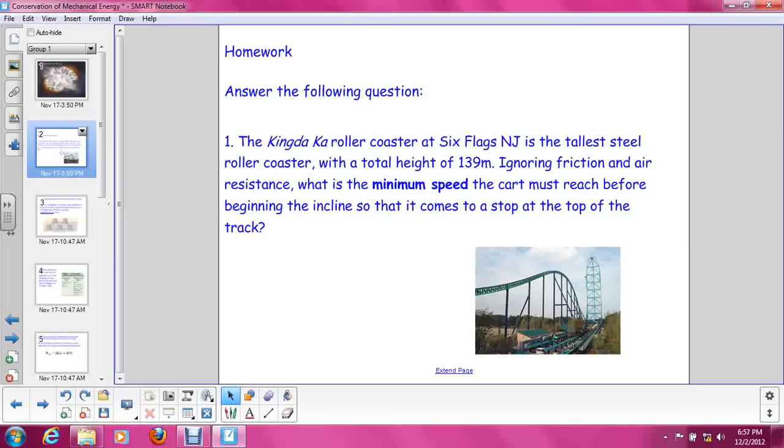So the Kingda Ka roller coaster at Six Flags, New Jersey is the tallest steel roller coaster with a total height of 139 meters. From here to here, 139 meters. Ignoring friction and air resistance, what is the minimum speed the cart must reach at the beginning of the incline, right here, so that it comes to a stop at the top of the track?